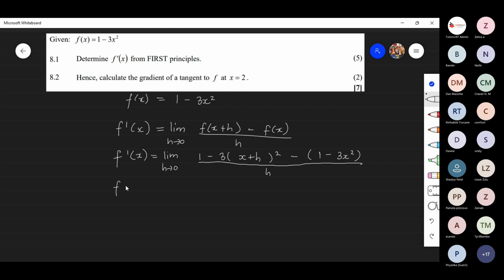So just as before, all we are going to do is simplify. So that's going to become 1 minus 3 into x squared plus 2xh plus h squared, minus 1 plus 3x squared, and that is all over h. H, not h squared, sorry.